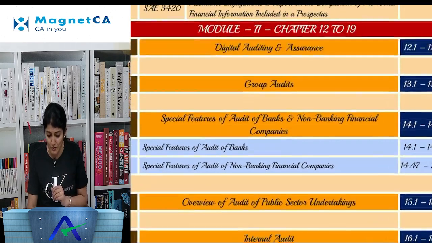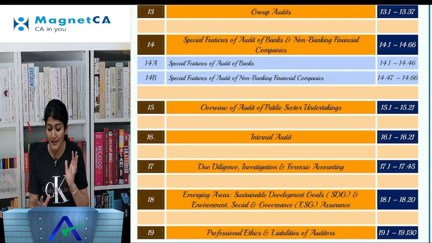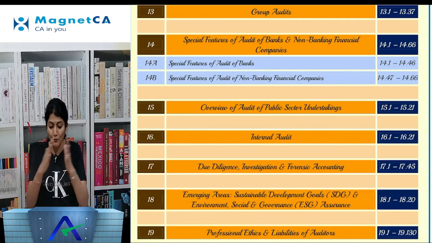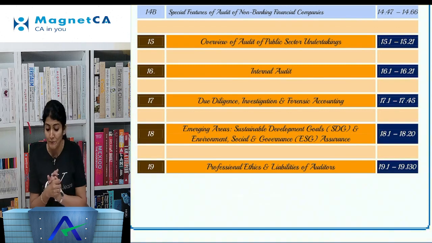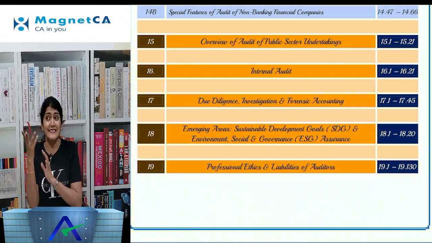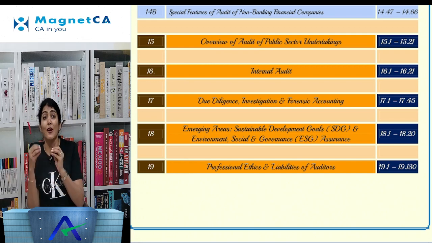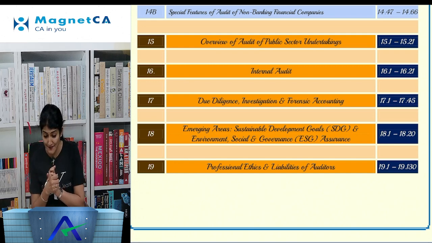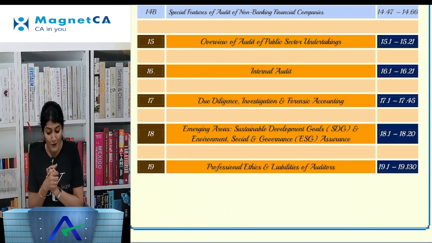Then your module 2 has chapter number 12 to 19. Digital auditing and assurance, then group audits, audit of banks and NBFC, which is again cut into 14A and 14B, public sector undertakings, internal audit, due diligence investigations, and forensic accounting. In internal audit, they have made a reference to the standards on internal audit. In forensic accounting, they have made a reference to the forensic accounting and investigation standards. In ESG, SDG, they have made a reference to SAS, that's the social audit standards.